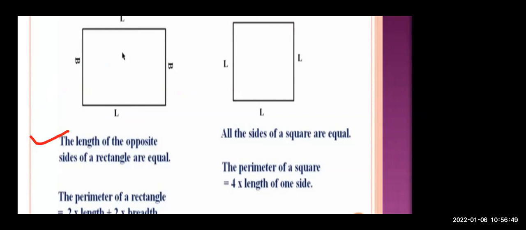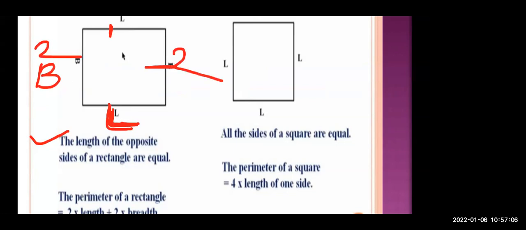Now, opposite sides of a rectangle, you can see here, this is a rectangle. इसका ये length का opposite क्या है? ये वाला part. ये breadth का opposite क्या है? ये वाला part. So, if it is 3 centimeter, the opposite of the length will also be 3 centimeter. If it is 2 centimeter, the opposite breadth will also be 2 centimeter. That means the lengths of the opposite sides of a rectangle are equal.